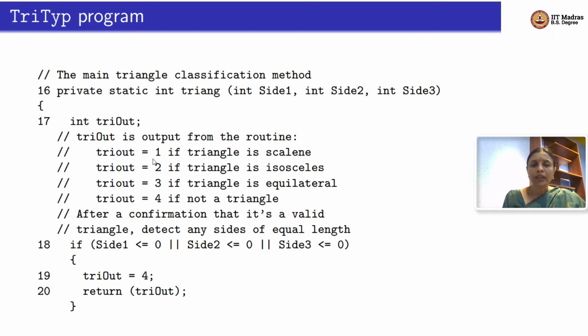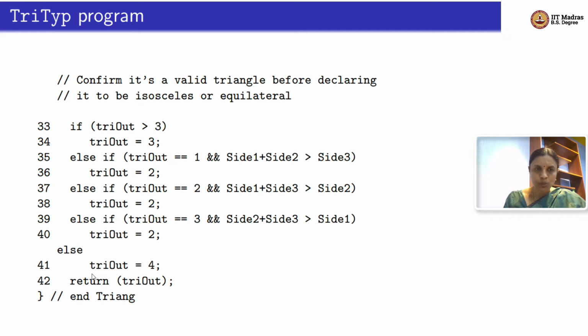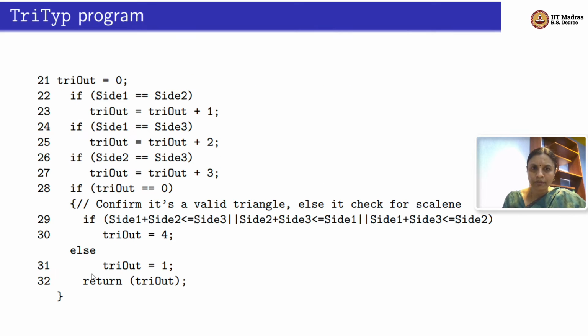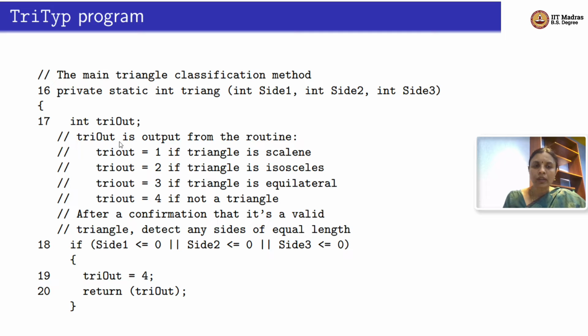If tryout is 1, then we say triangle is scalene. If tryout is 2, then we say triangle is isosceles. If tryout is 3, then we say triangle is equilateral. If tryout happens to be 4, then we say it's not a valid triangle. We'll see how these values for tryout are populated in the code. So the code runs over a few slides, this slide, next one and next one. So I'll walk you through that first. So first, I hope the values for tryout are clear. 1, 2, 3, 4 represent each kind of triangle: scalene, isosceles, equilateral and not a valid triangle.